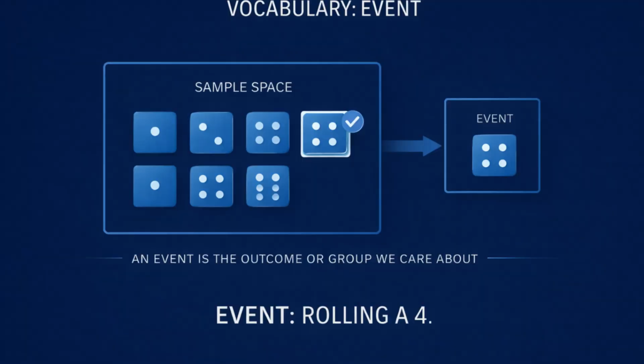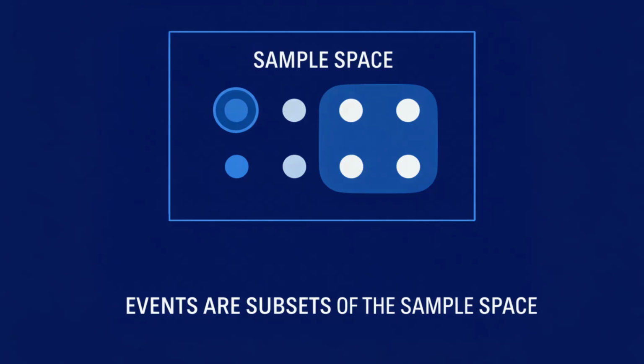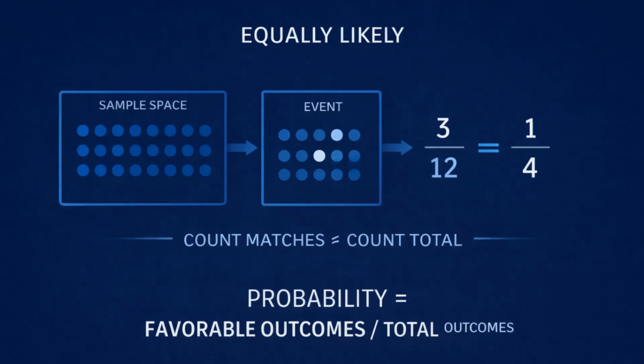An event is the outcome or group of outcomes we are interested in. An event always comes from the sample space. Rolling a 4 on a die is an event. Rolling an even number is also an event, because it includes rolling 2, 4, or 6. An event may include one outcome or several outcomes, but it must always be made up of outcomes from the sample space. Once the sample space and the event are clear, we can calculate probability when all outcomes are equally likely. The process is always the same.